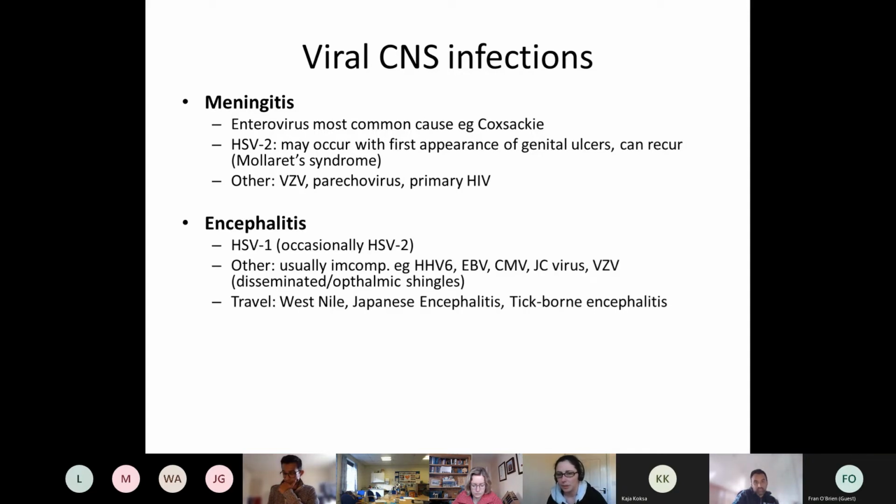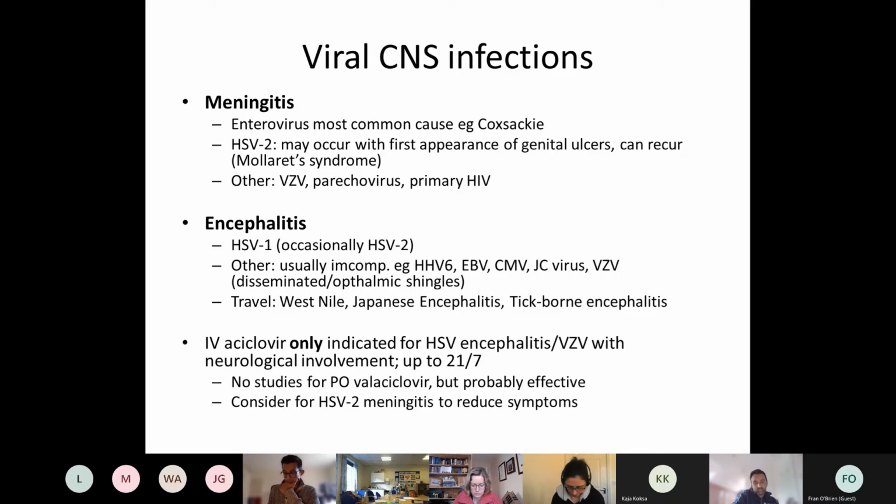HSV1 is associated with encephalitis. It's usually in the immunocompromised. And other infections that might be linked with this are other human herpes viruses like HHV6, some of the glandular fever viruses, as I said, varicella zoster, JC virus, which is the one in advanced HIV which causes PML, and a few other weird and wonderful travel-related infections. So again, these would often warrant treatment, particularly HSV1 and with symptoms of encephalitis.